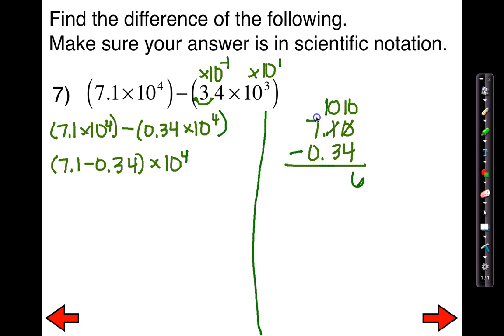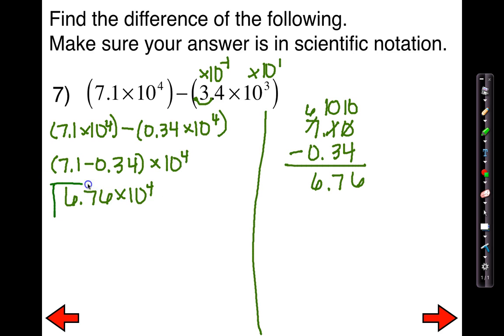I'm going to have to borrow once more. 10 minus 3 is 7. And 6 minus nothing is 6. So I'm left with 6.76 times 10 to the 4th. And here it's already good because the coefficient is between 1 and 10. So this is my final answer.